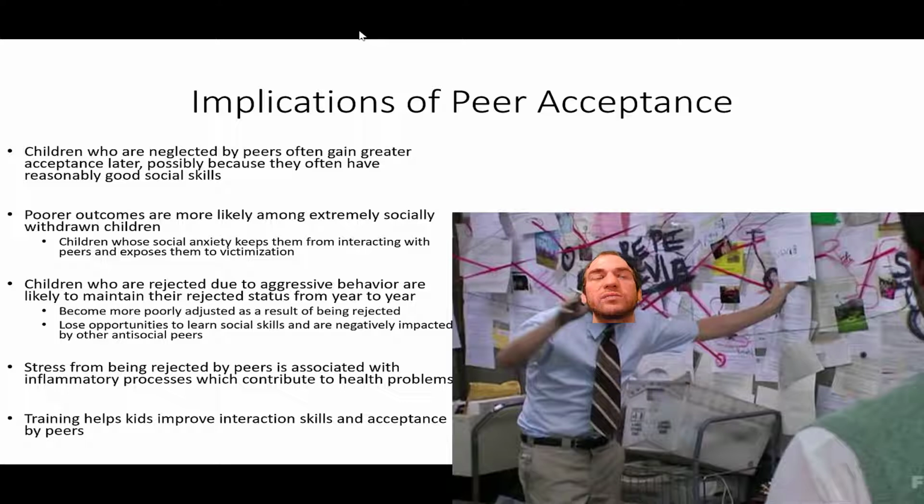Thus, that child will lose socialization opportunities, so they never have the opportunity to practice socialization, which accumulates over time, contributing to that child becoming more poorly adjusted as a result of that rejection. And what ends up happening is they will end up finding some peers, but those peers will be other antisocial peers, or other negative or aggressive peers who were rejected as well. And this creates and contributes to an antisocial cycle.